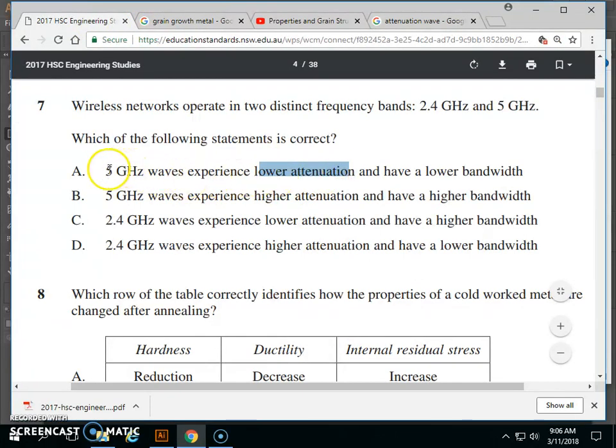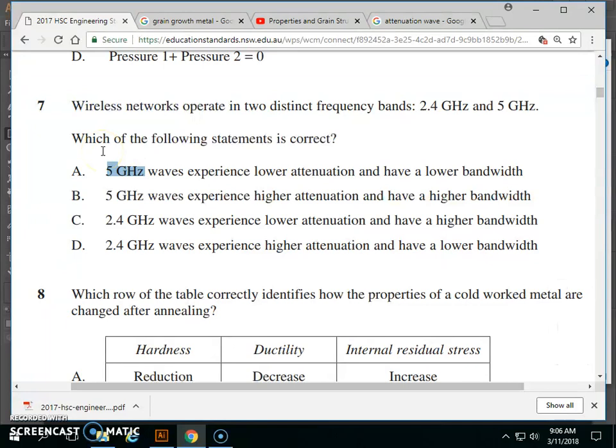Now, do we think high frequency waves go further, or don't go as far? Yeah, so the high frequency gets caught by the atmosphere. It has higher attenuation. So high frequency, high attenuation. Now, does high frequency have high bandwidth or low bandwidth? So that makes the answer B. High attenuation, high bandwidth. How much information? So the more waves we have per second, the more information, the more Morse code we can send. So high frequency and high bandwidth.